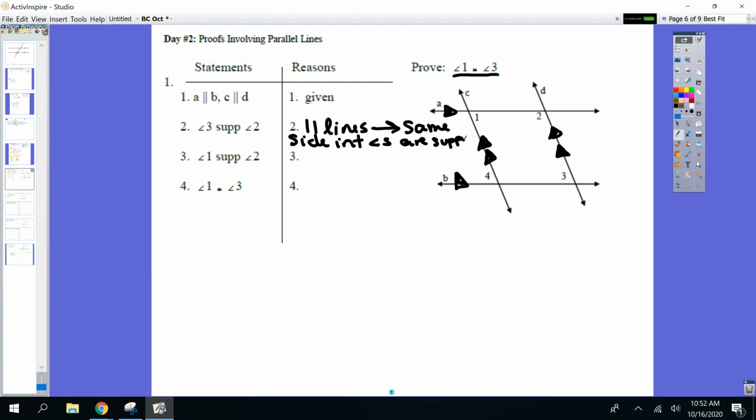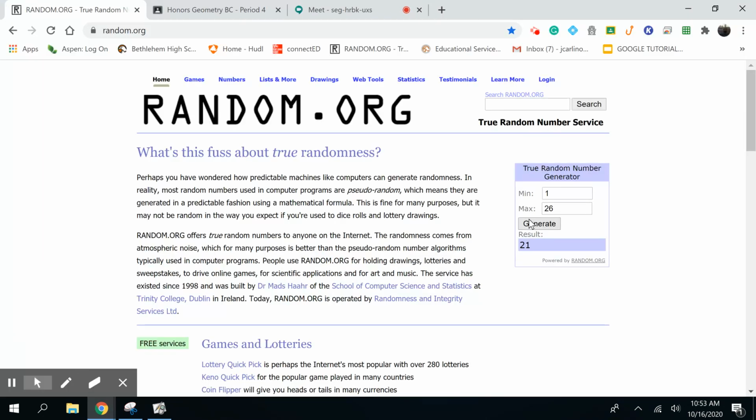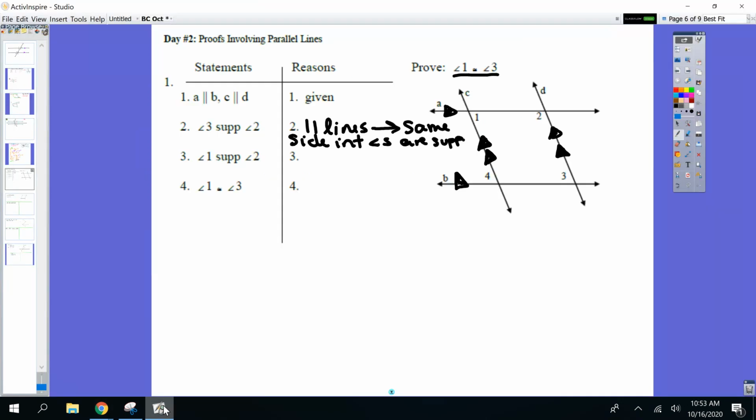Step 3, I'm saying 1 and 2 are supplementary now. 1 and 2. Why are 1 and 2 also supplementary? Zach, I heard from you already. I'm going to hear from somebody else here. Here we go. Ellie, why are 1 and 2 supplementary? They're linear pairs. They are? Linear pair would be if 2 was right there, right? Or if 1 was right there. They would be a linear pair. They're not next to each other.